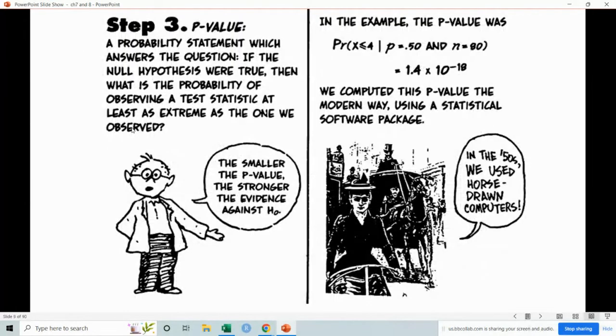Step 3, the p-value, a probability statement which answers the question: if the null hypothesis were true, then what is the probability of observing a test statistic at least as extreme as the one we observed? The smaller the p-value, the stronger the evidence against the null hypothesis. So in the example, the p-value was the probability of X less than or equal to 4, given that p equals 0.5 and n equals 80. We got 1.4 times 10 to the negative 18, so it's an incredibly small number. We computed this p-value the modern way using a statistical software package.